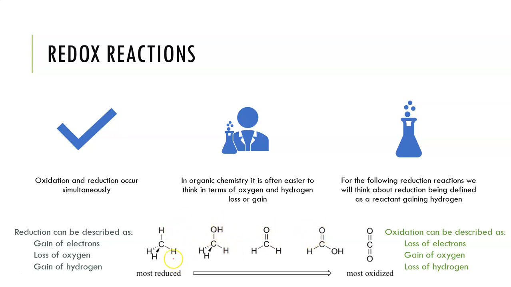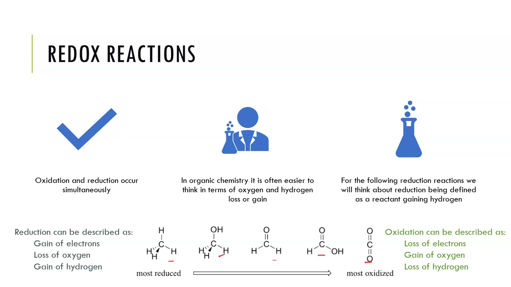So we can see here with the different stages of methane that methane goes to the alcohol, through to the aldehyde, the carboxylic acid, and eventually carbon dioxide is its most oxidized form. We also know that for every oxidation reaction, there is also a reduction reaction, forming a redox pair. In organic chemistry, rather than following the half equations, it can often be easier to think in terms of oxygen and hydrogen loss and gain when looking at complex molecules.